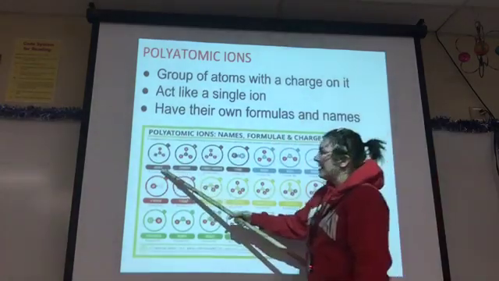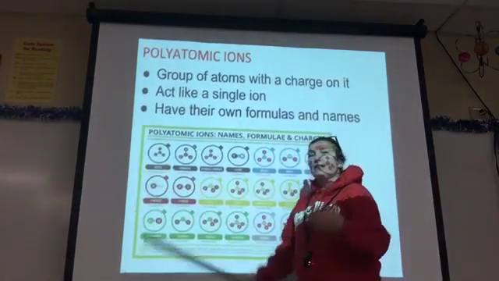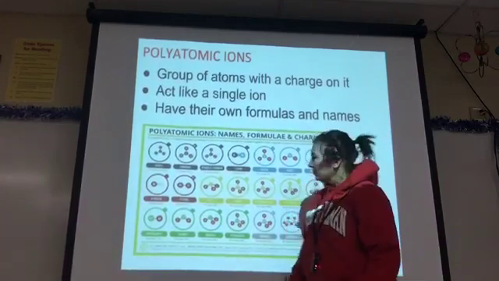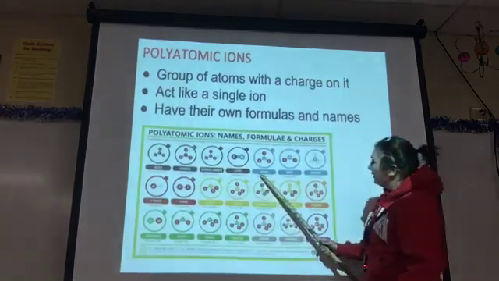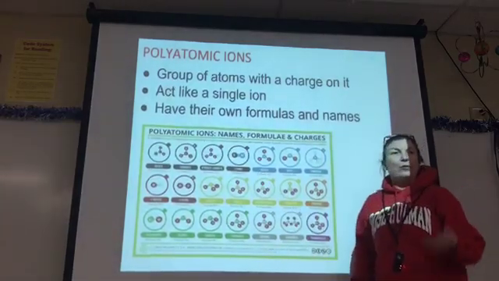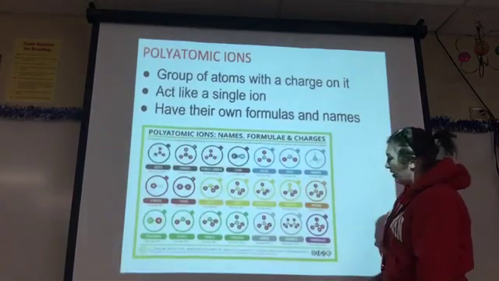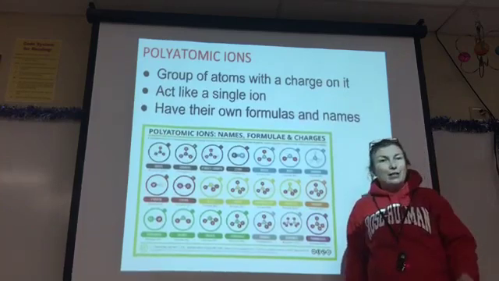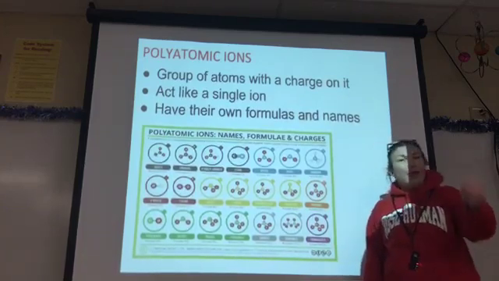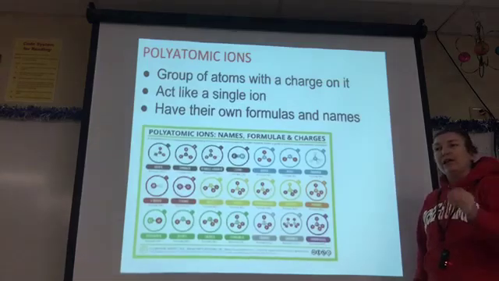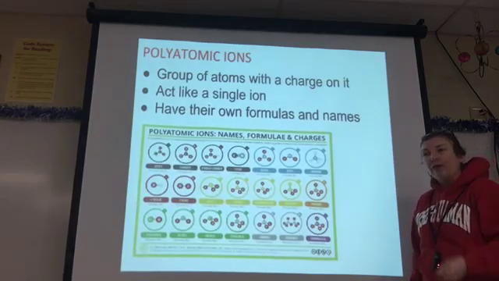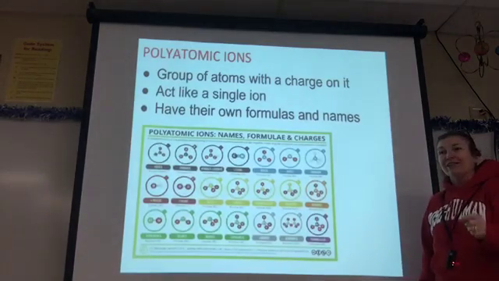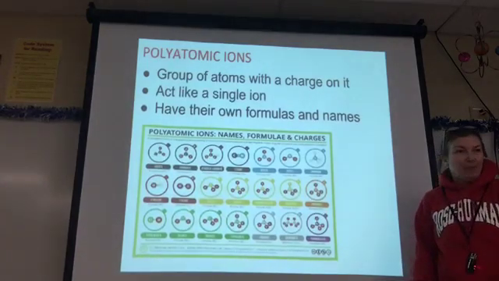So you have acetate here. Acetate is C2H3O2 with a -1 charge. Nitrite, I think that's what it says, NO3 with a -1 charge. You have, can't read some of these, phosphate, PO4 with a -3 charge. So they all have their own name, own formula, and own charge. You have to make sure you keep these units together. They act like the anion in this compound.